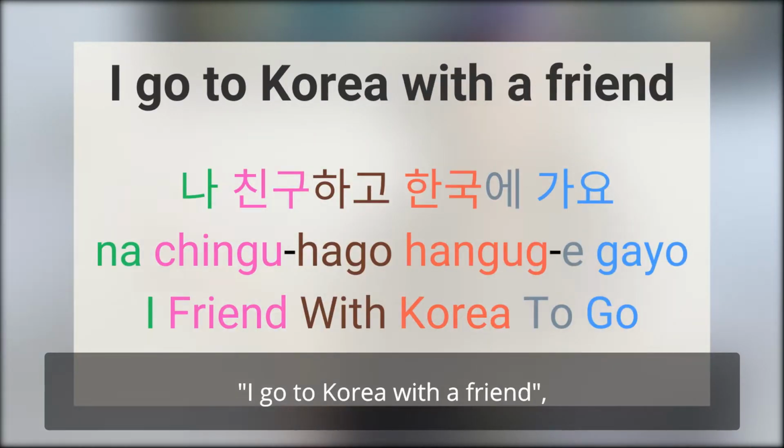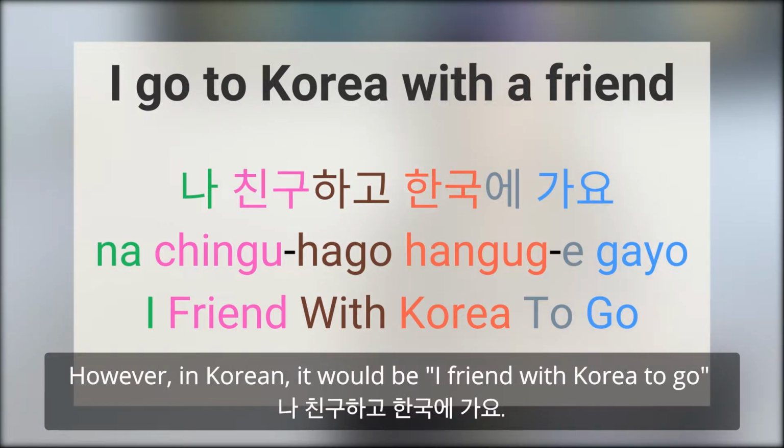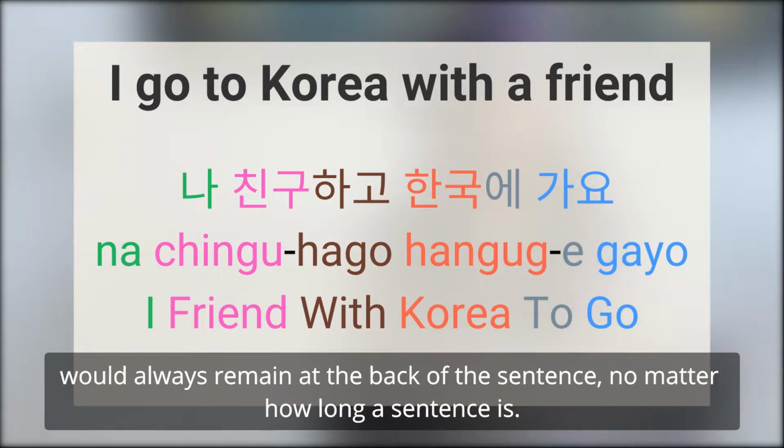Let's make the sentence a bit longer. I go to Korea with a friend. In English, as you can see, with a friend is added to the back of the sentence. However, in Korean, it would be I friend with Korea to go. 나 친구하고 한국에 가요. So the word go, which is the verb here, will always remain at the back of the sentence no matter how long the sentence is.